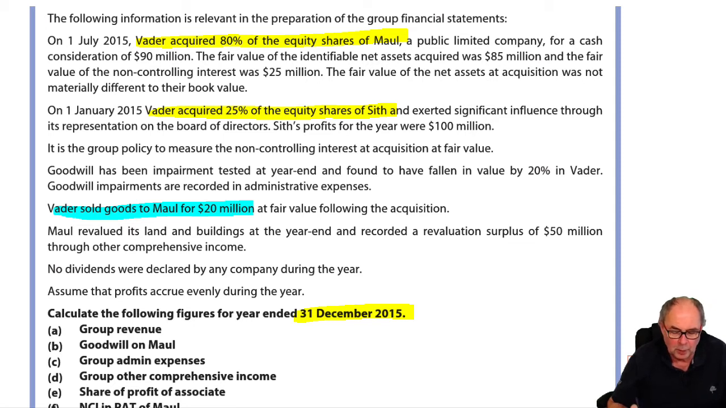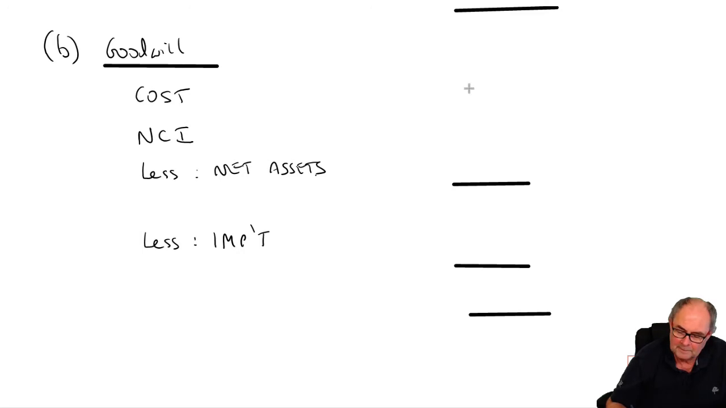I'll stick with the blue highlighting. So the cost was 90. The NCI was 25. They're using full goodwill. And the net assets were 85. So 90 plus 25 minus 85. So goodwill is 30.